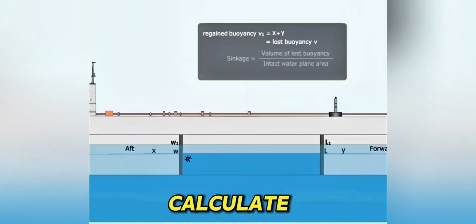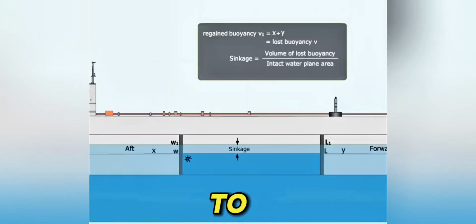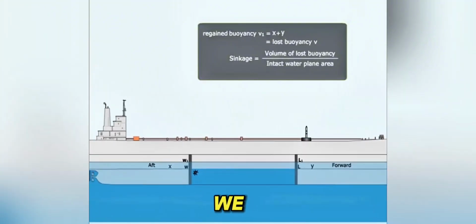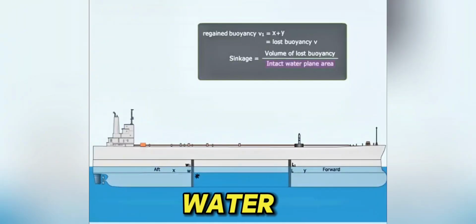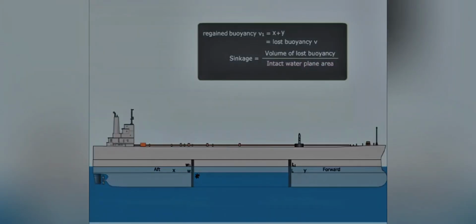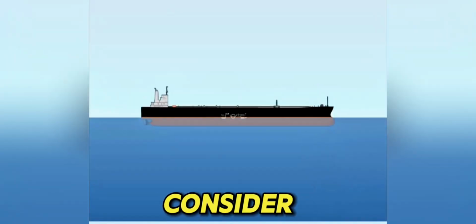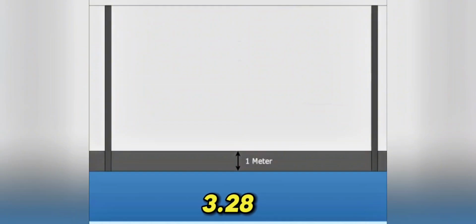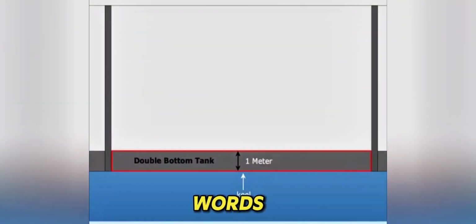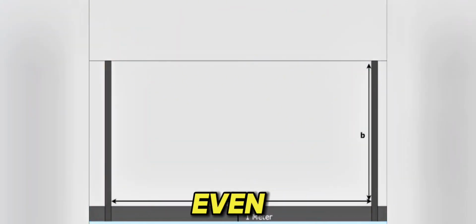It is possible to calculate the amount the vessel sinks, or sinkage, to regain the lost buoyancy. For this, we require to understand the term intact waterplane area. This media presentation will illustrate the concept of intact waterplane area. Consider a ship with a midship compartment that has a watertight flat 1 meter, 3.28 feet, above the keel, in other words, double-bottom tank. The dimensions of the compartment are L and B, floating on an even keel.